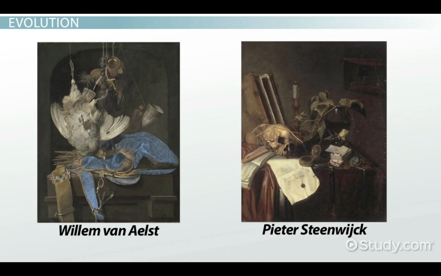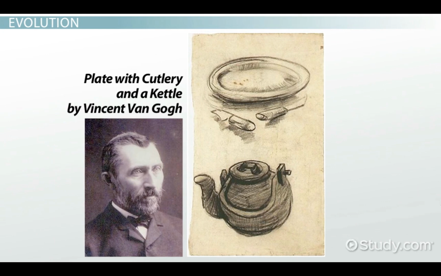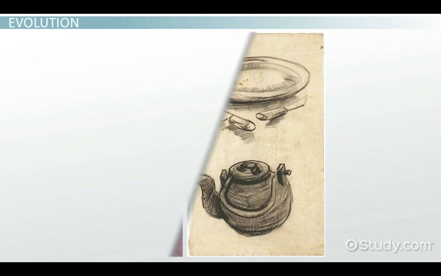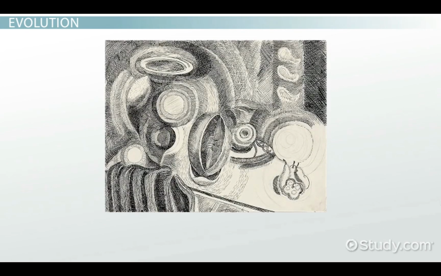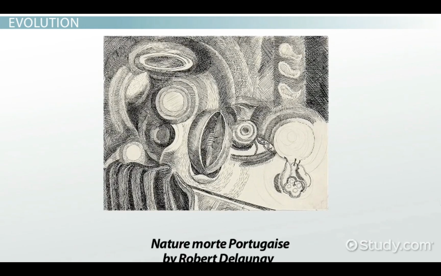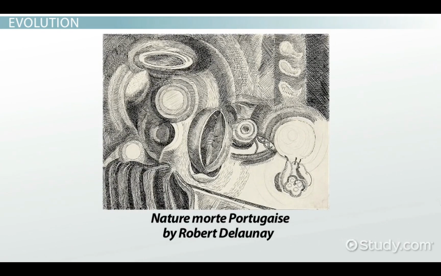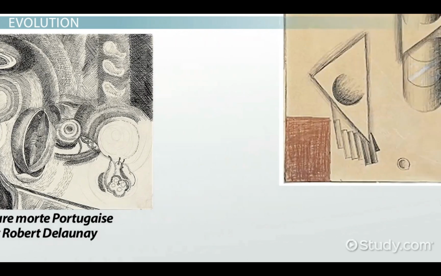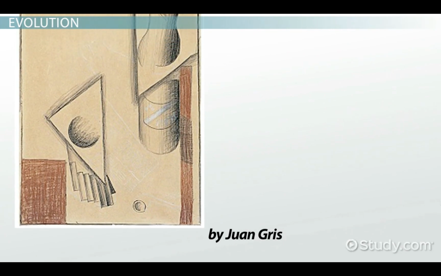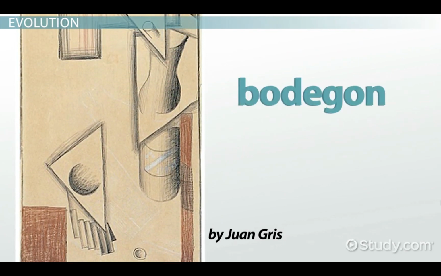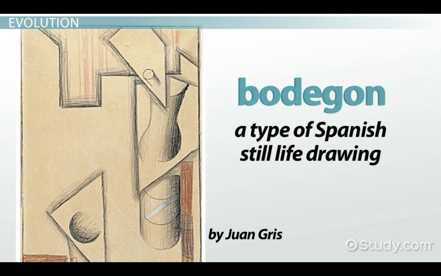Early still life drawings were incredibly detailed, especially those drawn by Dutch masters like Willem van Ast and Peter Steenwich. Over time, still life drawings began to reflect a variety of contemporary artistic movements. For example, Vincent van Gogh's still life drawings, like Plate with Cutlery and a Kettle, resembled many of his impressionistic paintings. At the beginning of the 20th century, images captured by modern artists, such as Natura Morta Portuguesa by Robert Delaunay, were less precise and sought to capture the spirit of the objects. For example, this still life by Juan Gris is an example of a bodegon, a type of Spanish still life drawing.